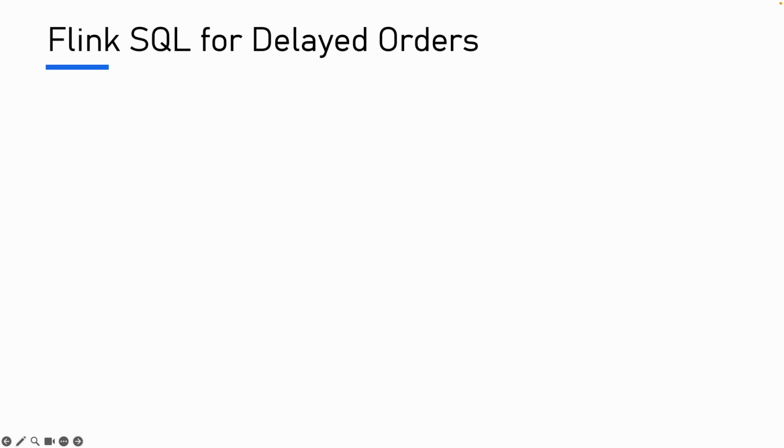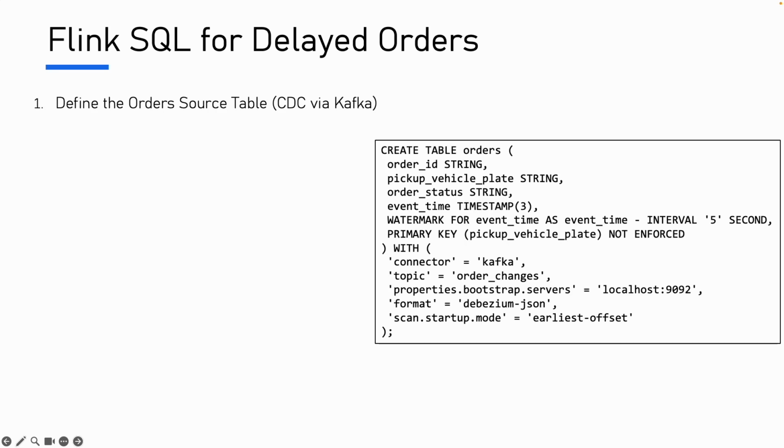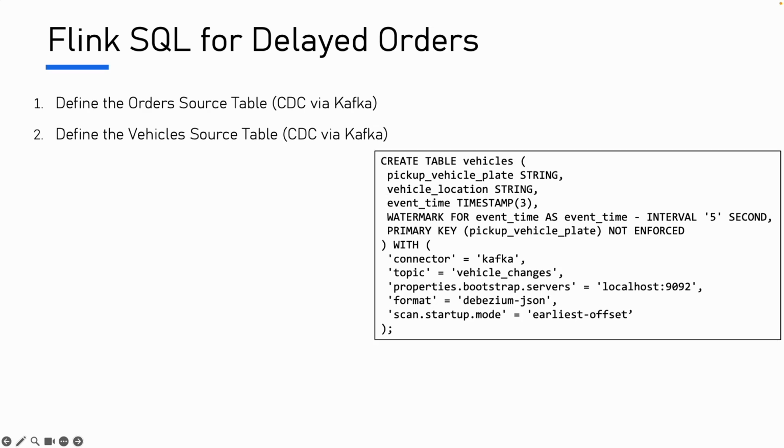Let us consider the complexity of the Flink SQL job that we would need to write if we wanted to monitor the drivers waiting for an extended period of time for their curbside pickup. First, we would need to define the orders source table to capture change data in a Kafka topic. Then, we would also define a vehicle source table, which will capture its change data in its own Kafka topic.